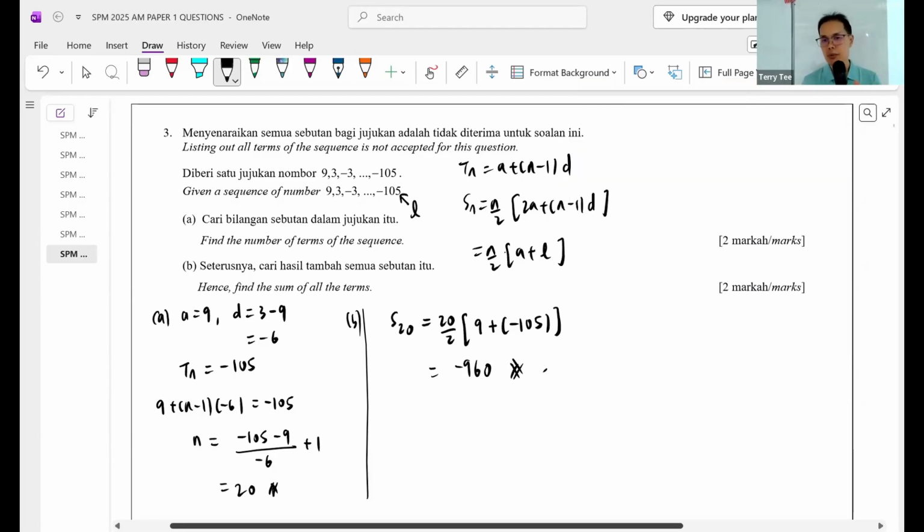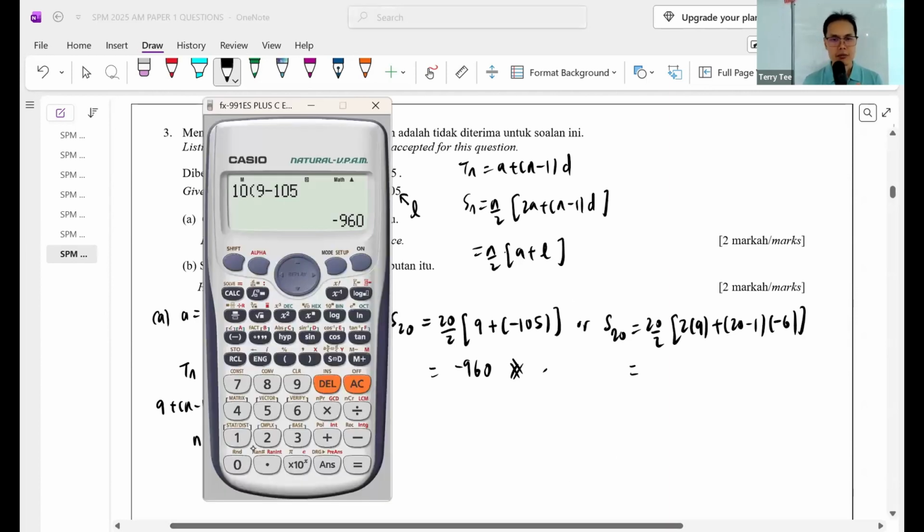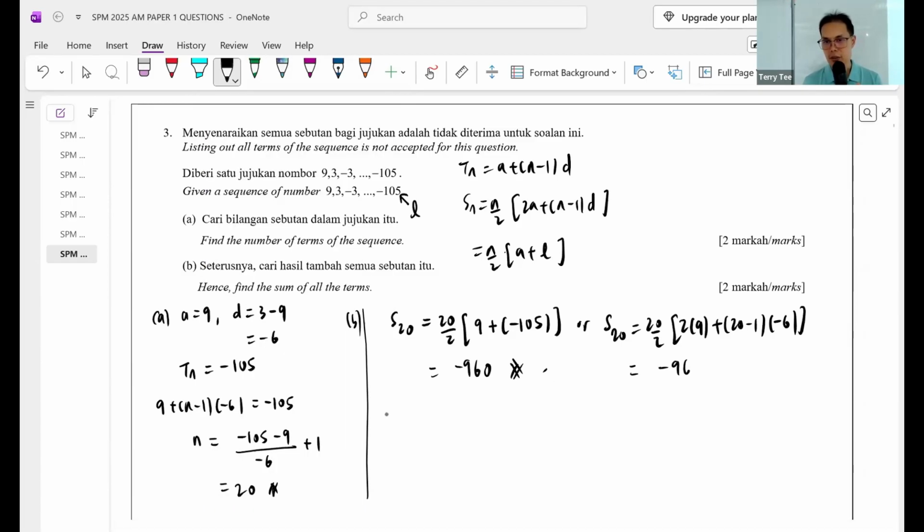Okay, simple. Now, if you don't want to use this, you want to use n over 2 times 2a plus n minus 1 d: 2a plus 20 minus 1, d negative 6. You will get the same answer. It's the same thing. So 20 over 2 is 10. All right, bracket 18 plus 19 times negative 6. You get the same answer, negative 960. Okay, either way.